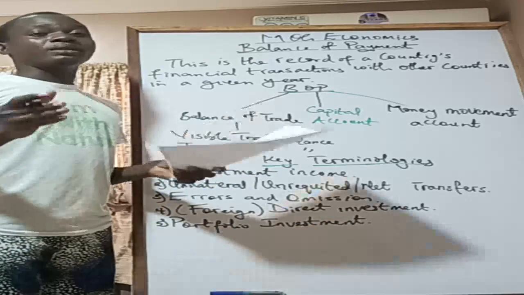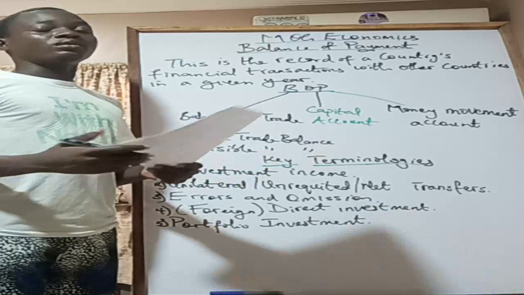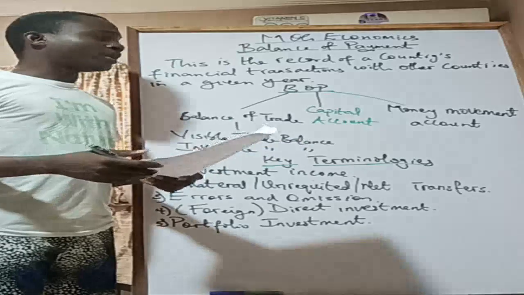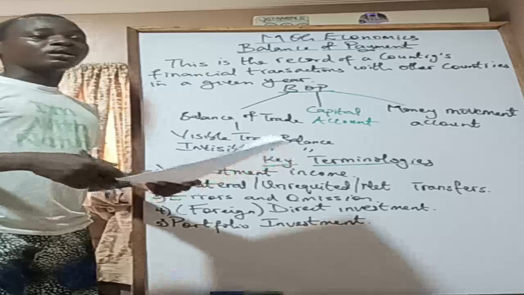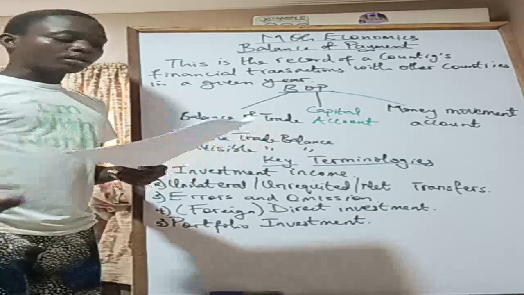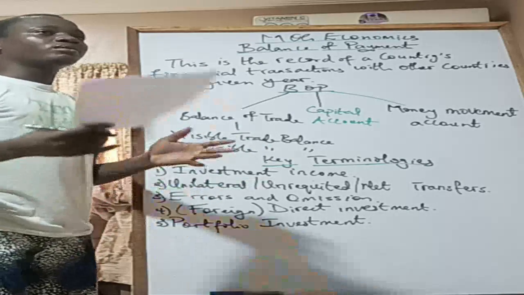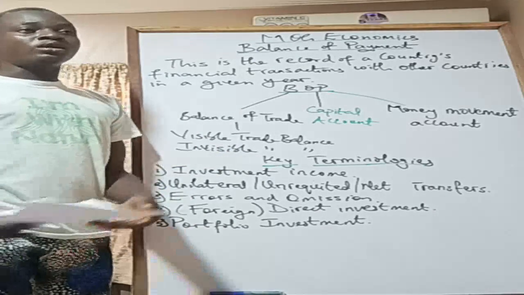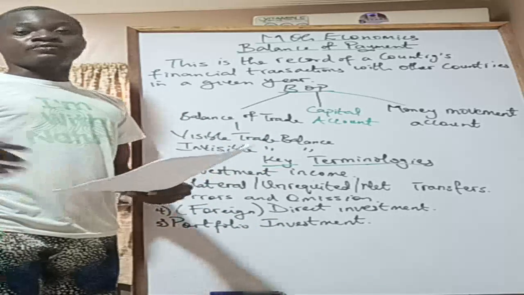Okay, so now balance of payment is divided into three components. The first is the balance of trade, the second is the capital account, and the third is the money movement account. We're not going to be talking about the money movement account. This video is basically about the current account and the capital account. So what is the current account about? The current account is divided into two other components: the visible trade balance and the invisible trade balance.